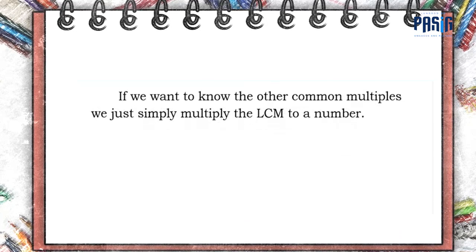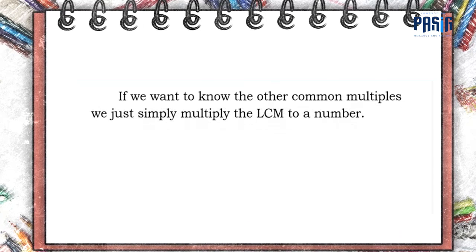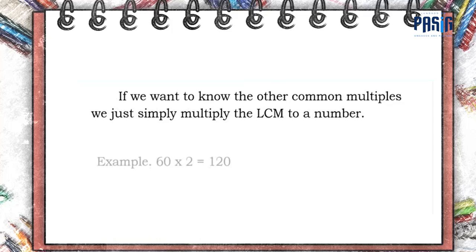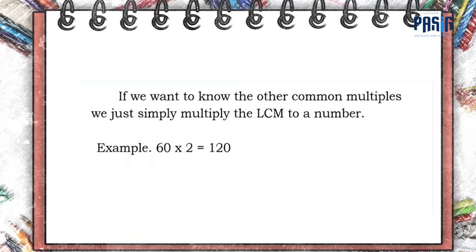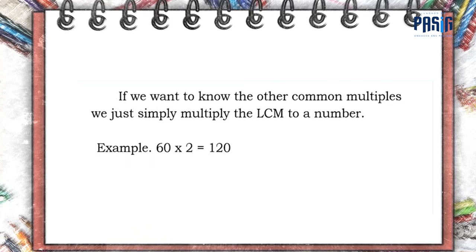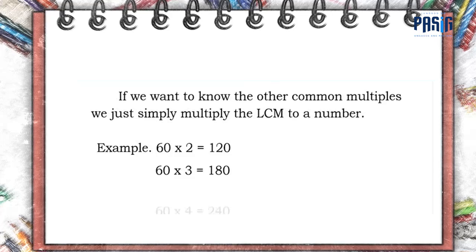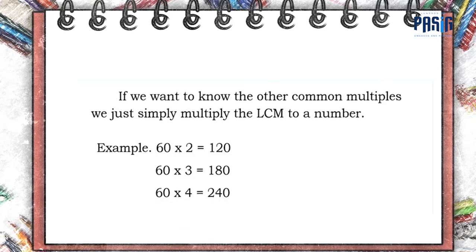Next, if we want to know the other common multiples, we just simply multiply the LCM by a number. For example, our LCM is 60. So 60 times 2 equals 120. 60 times 3 equals 180. 60 times 4 equals 240.